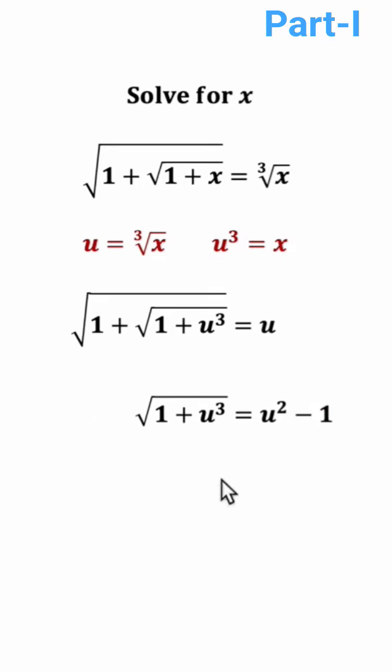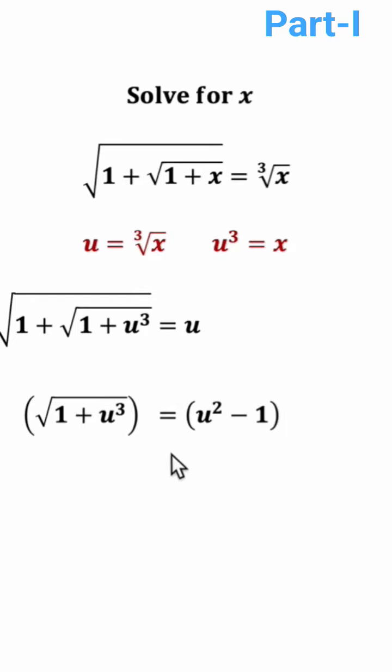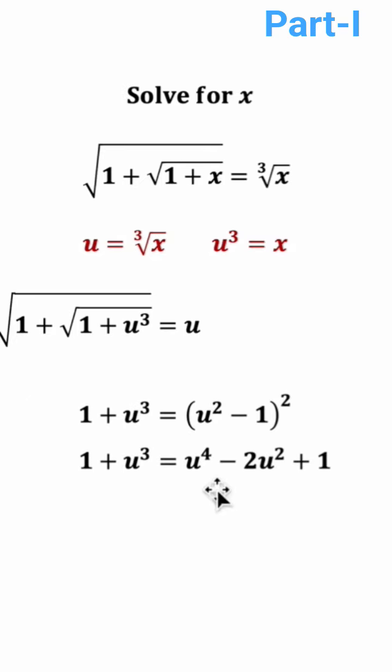Now I want to get rid of this square root. Let's put both sides in a parentheses and square both sides. On the left-hand side, this square root and this square will cancel each other out. And on the right-hand side, after you multiply that out, you get u to the fourth minus 2u squared plus 1. Now we have a 1 on both sides of the equation, so let's subtract 1 from both sides. We'll be left with u cubed equals u to the fourth minus 2u squared.